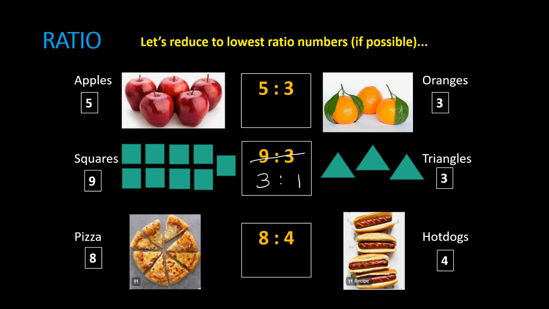Let's try the next example. We know 8 to 4 can be reduced because we can divide both sides by the same number, number 4. 8 divided by 4, you get 2. And 4 divided by 4, you get 1.